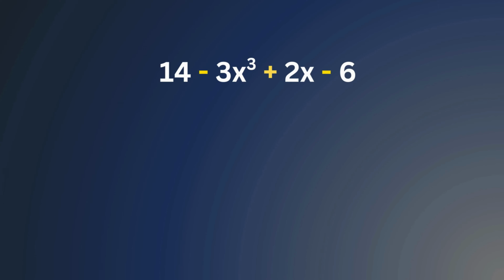Let's try this one. 14 minus 3x cubed plus 2x minus 6. In this polynomial, we have a third-degree term, a first-degree term, and 2 constant terms. Are those constant terms like terms? Absolutely. They're both just numbers and don't really have a variable part, so we can combine them easily. This term is positive 14, and this term is negative 6. So if you add them together, you end up with positive 8.